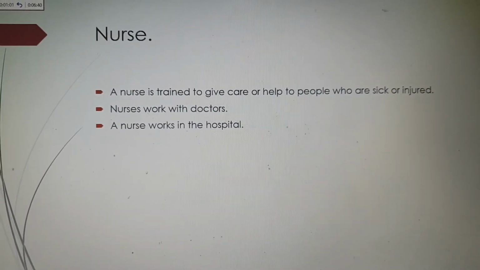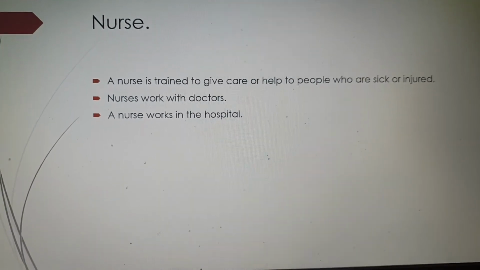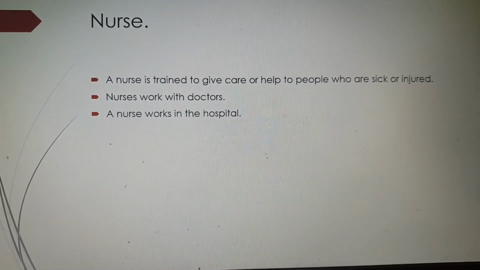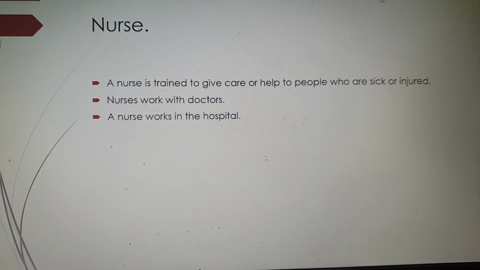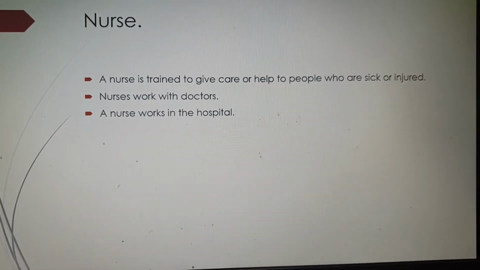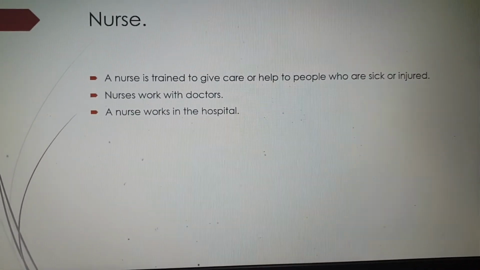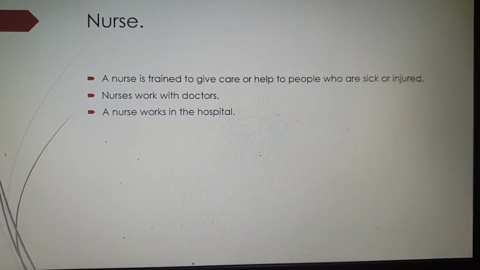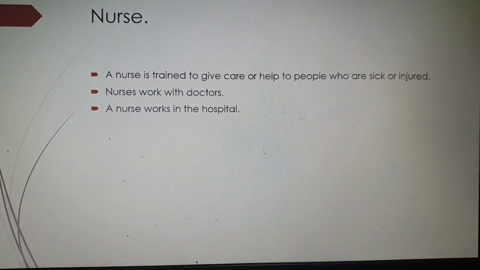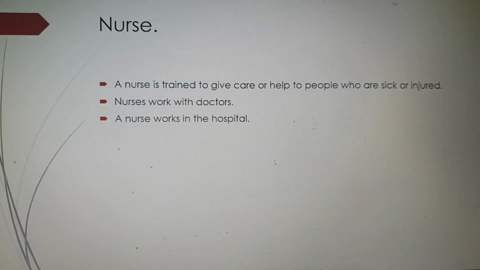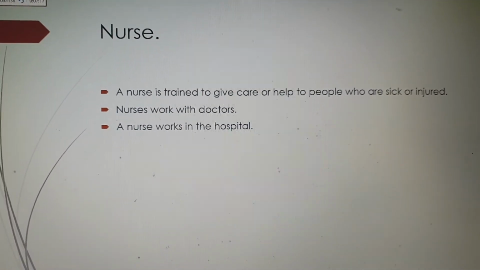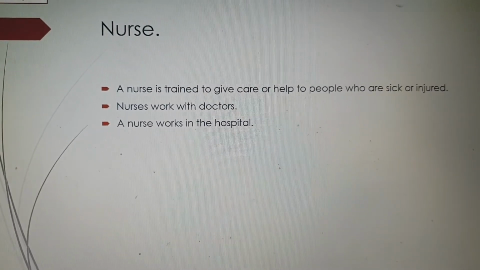Now, nurses work with doctors. Nurses do not work with a policeman. A nurse does not work with a teacher. A nurse works with a doctor. Okay, so nurses work with doctors, and a nurse also works in the hospital. Where can you find a nurse? In the hospital. Can you find a nurse in the mall? Can you find a nurse in the school? You can find a nurse in the hospital, because that is where a nurse works.